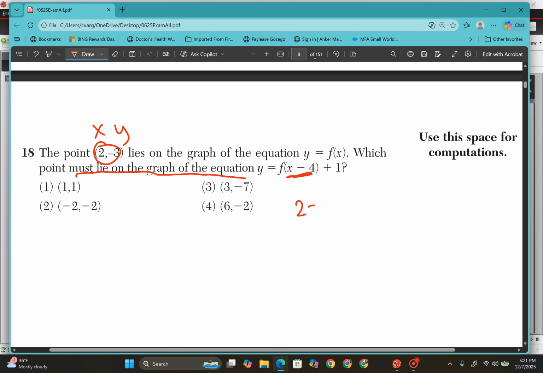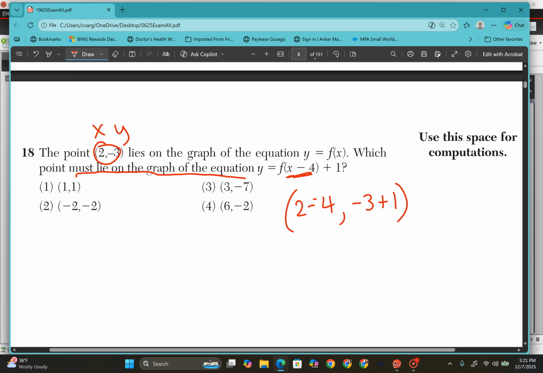2 minus 4, right? So this one right here, when we get a shift, it has to be a negative negative. So 2 minus -4. And then for our Y, it says we're just going to leave that one. So we're going to take our Y value, which is -3, and we're going to add 1 to it. That's what our new coordinate is going to be.